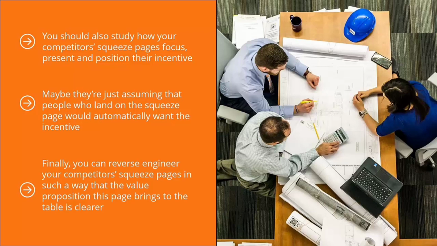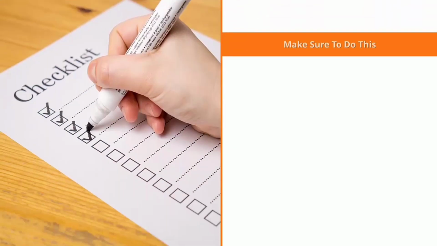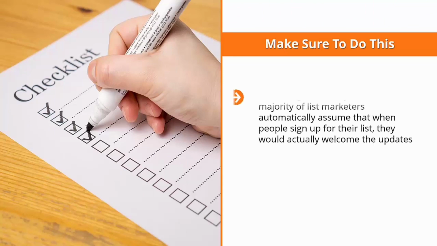Finally, you can reverse engineer your competitors' squeeze pages in such a way that the value proposition this page brings to the table is clearer. You have to remember that people are always asking, "What's in it for me?" You have to answer that question loud and clear. The value proposition that you bring to the table must be compelling enough for people to want to leave their email address.